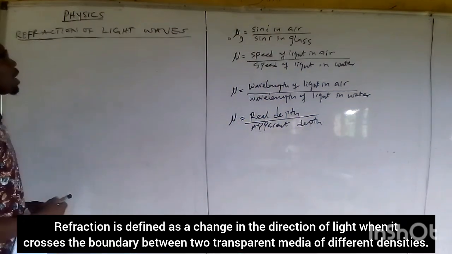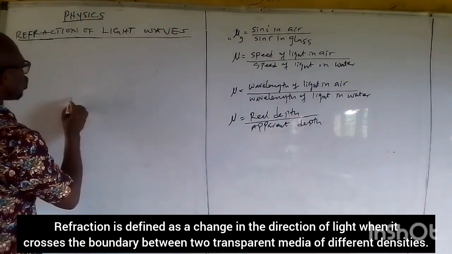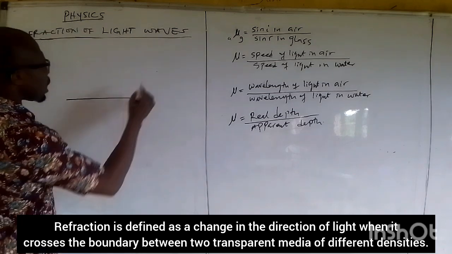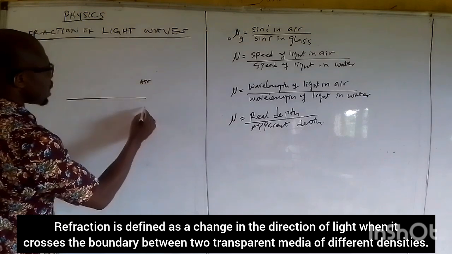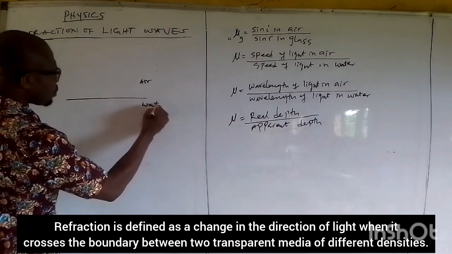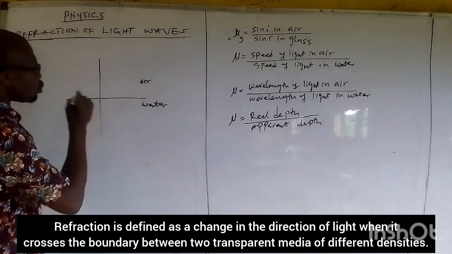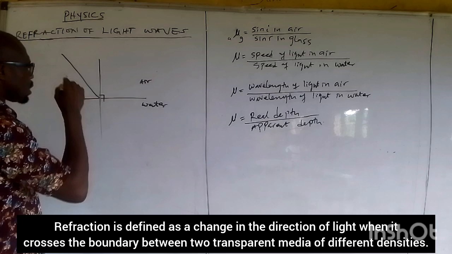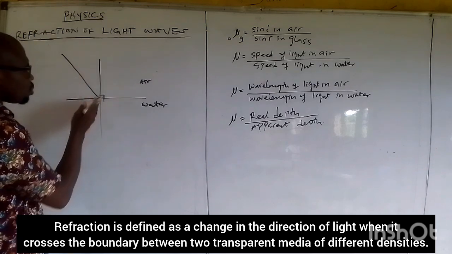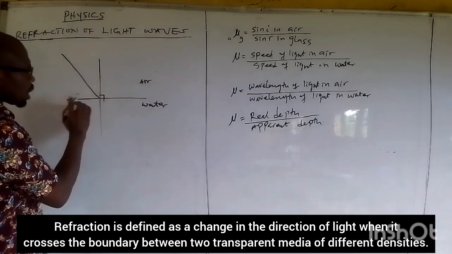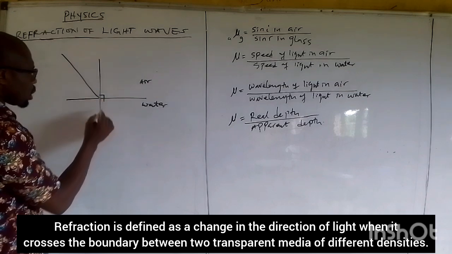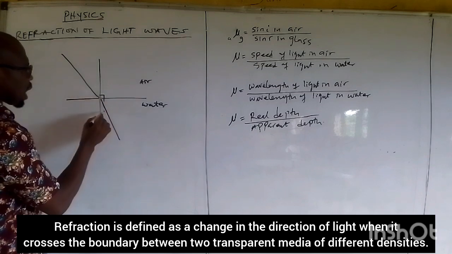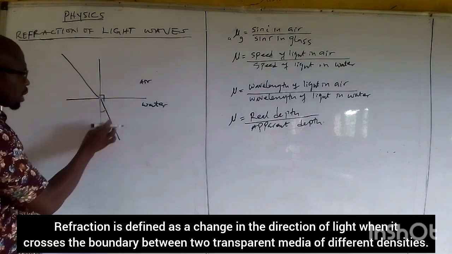between two transparent media. For example, assuming we have this as the boundary between two media. Let's say here is air and here is water. So if we draw a straight line, which is a normal line, incident to light, and of course this light, this is the boundary between air and water. On getting to this point, the direction of the light will change. If it changes, automatically an angle is formed between these rays.